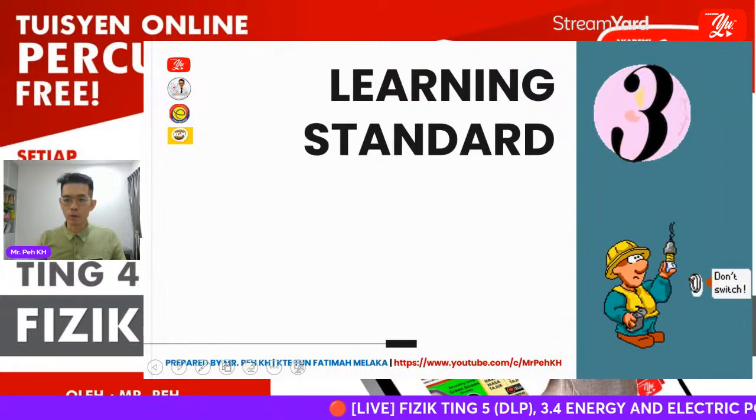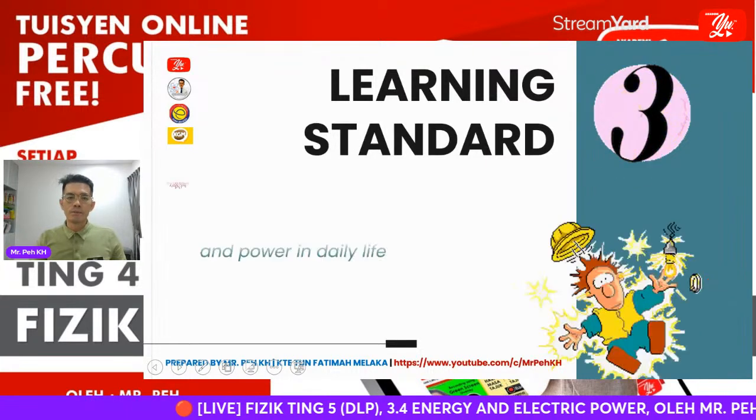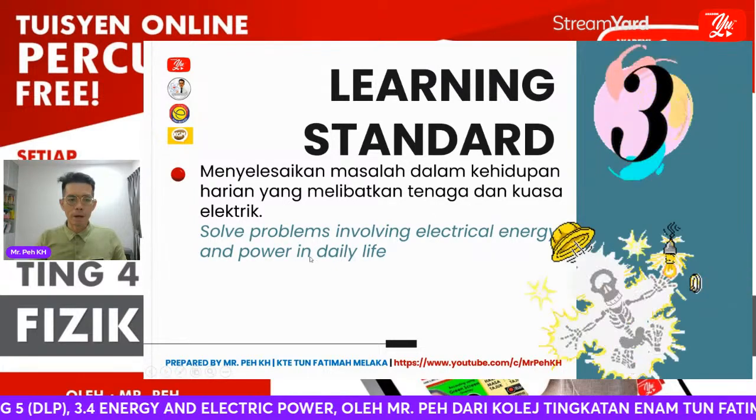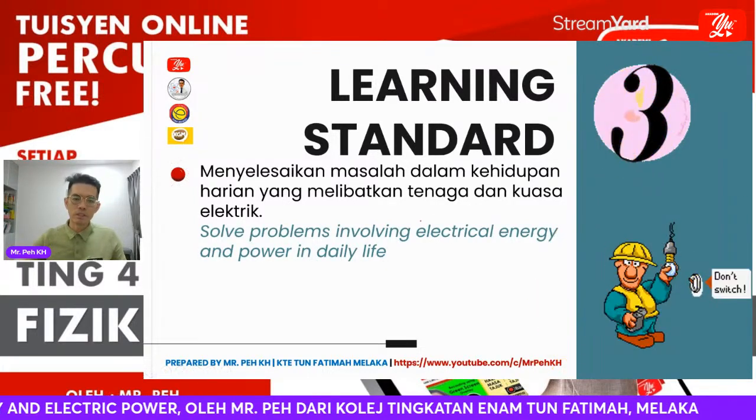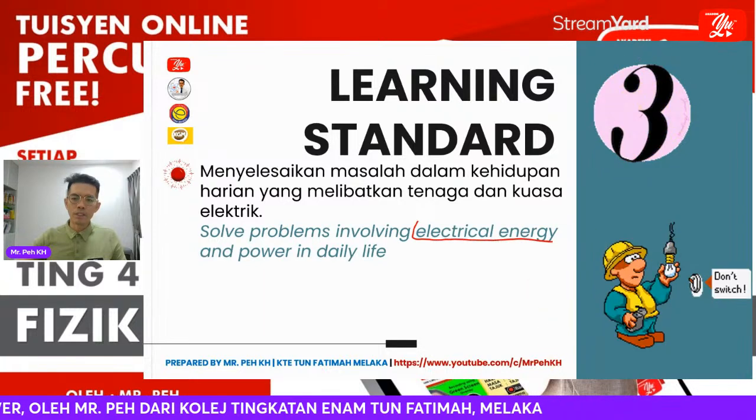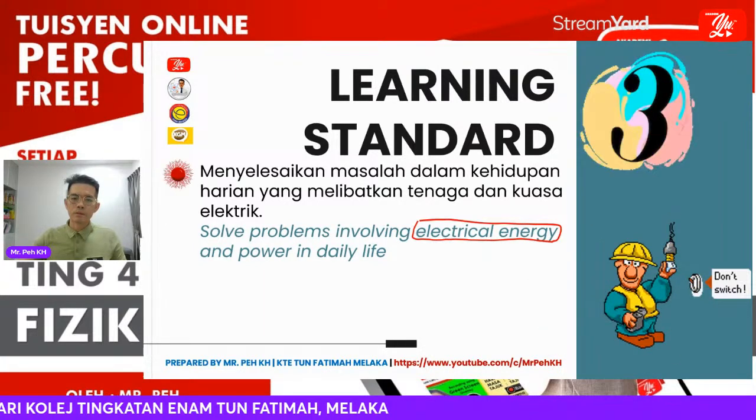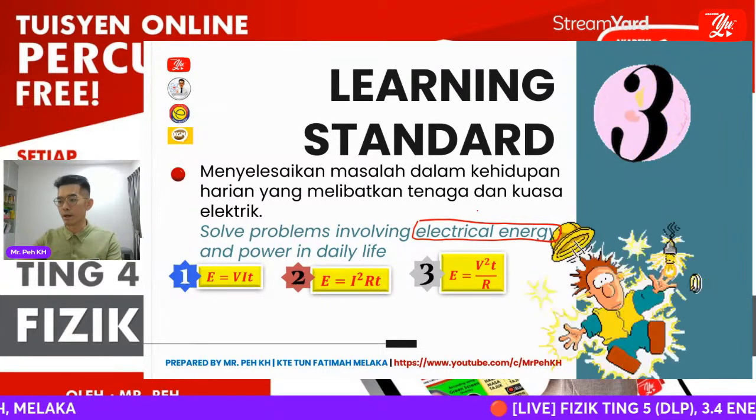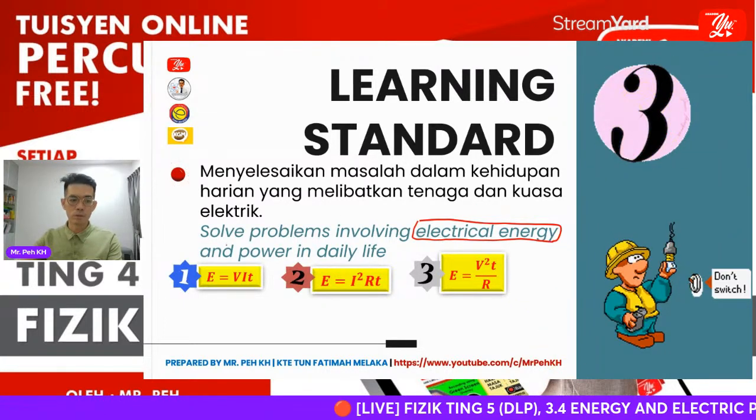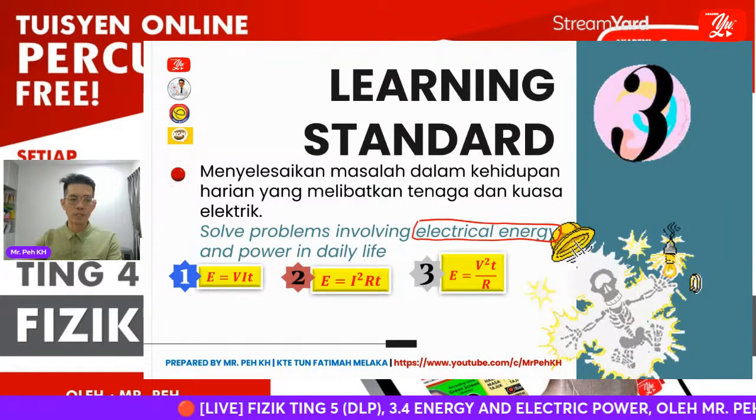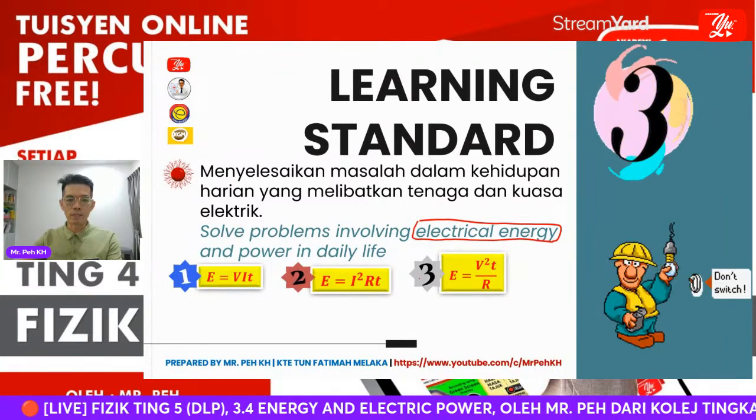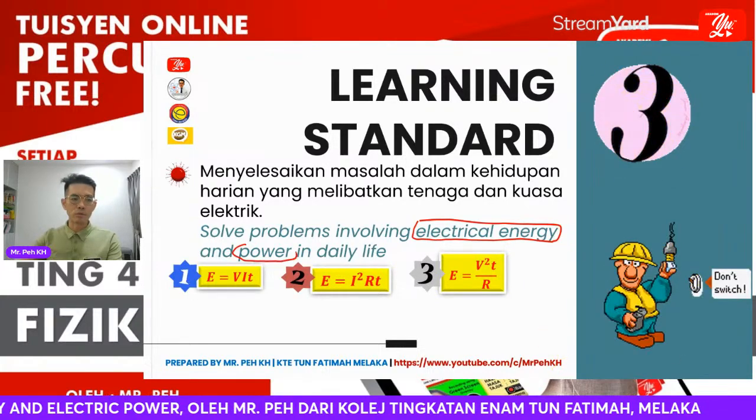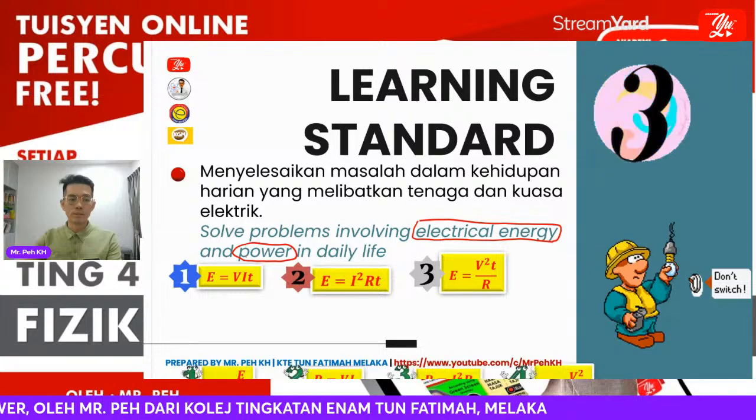Here we are going to discuss Learning Center 3, which is problem solving involving electrical energy and power in daily life. For problem solving involving electrical energy, there are three equations. In Learning Center 1, I showed you how we get these three equations: E equal to VIt, E equal to I squared Rt, and E equal to V squared t over R. And for problem solving related to power, we have four.